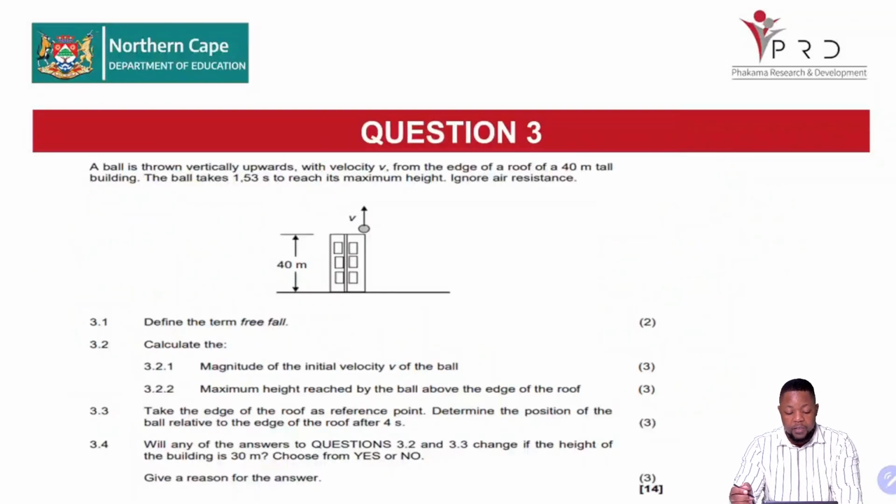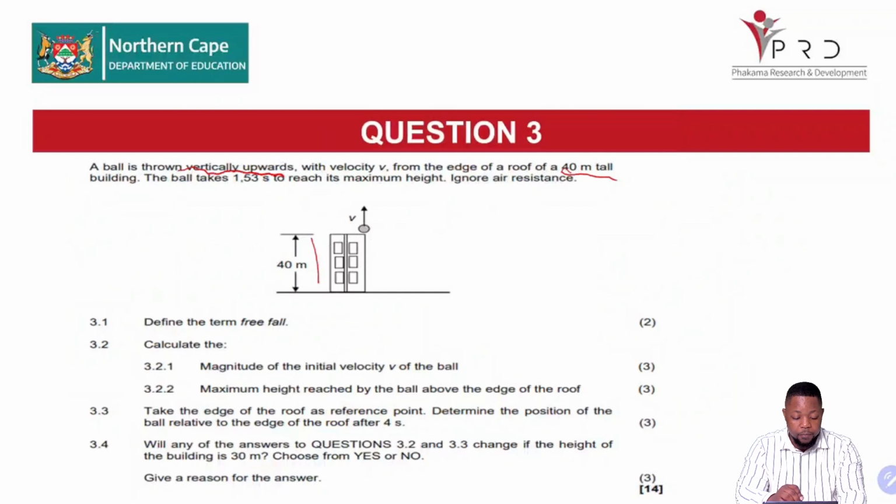Let's look at the question in projectile motion. A ball is thrown vertically upwards. So we are told the ball is thrown vertically upwards. Remember, we need to choose direction. With velocity v from the edge of the roof, this roof, we are told, is a 40 meters tall building. It takes 1.53 seconds to reach a maximum height.